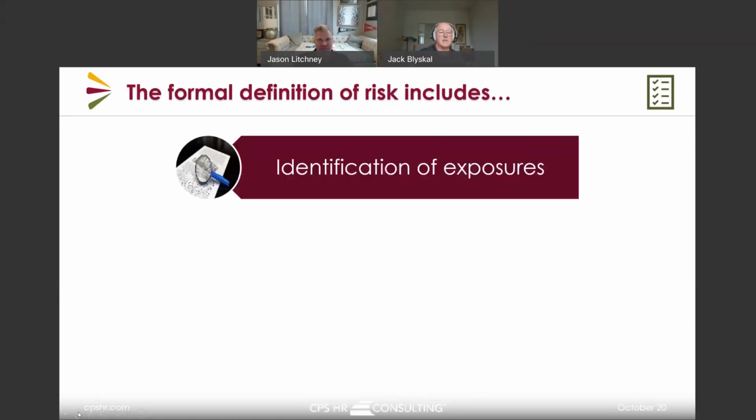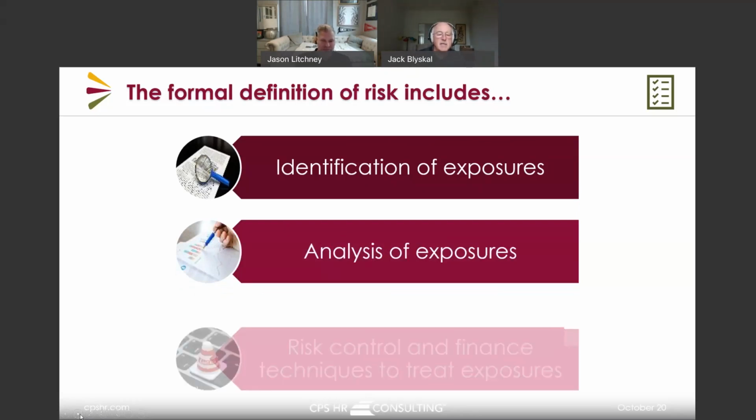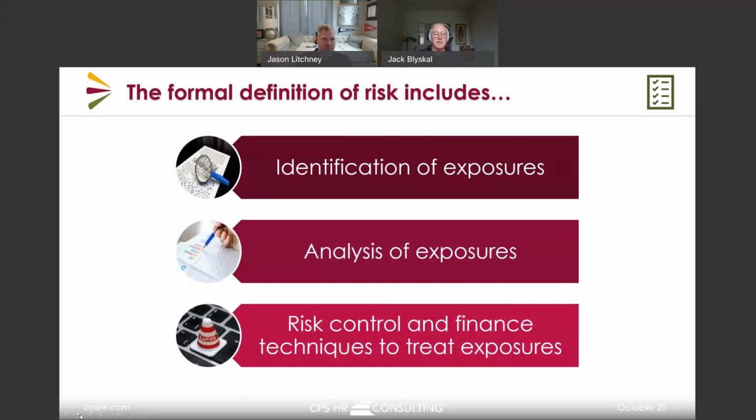So highlighting those: identification of exposures. What exposures do you have? Obviously, if you're a city or a county, you have police exposures, you have fire exposures, you have road exposures. Those are the types of things that you want to try to address. Then you analyze them. How much of an exposure are they? If you have roads that have sharp turns on them, they're a bigger exposure than one that's a straightaway, for example. And then finally, what risk control and finance techniques can you use to treat those exposures?